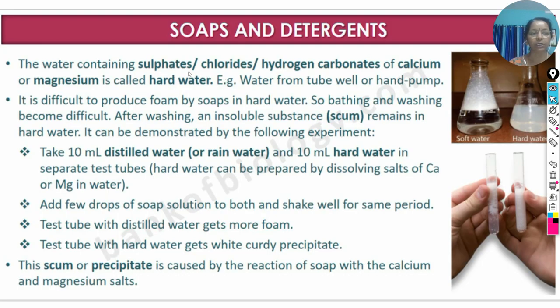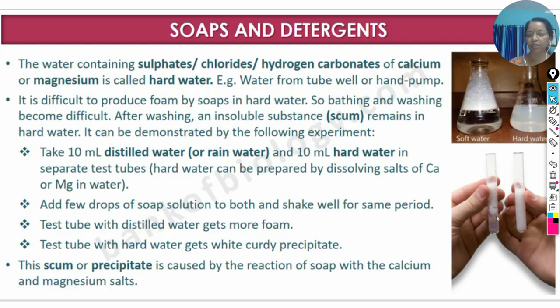Now, if you have water containing sulfates, chlorides, or hydrogen carbonates of calcium or magnesium, then it is called hard water. Now, we have to take hard water and soft water in two test tubes. To both cases we add soap solution and shake it well. We can see that in one case foam is formed, but in the other case we get only a precipitate, scum.